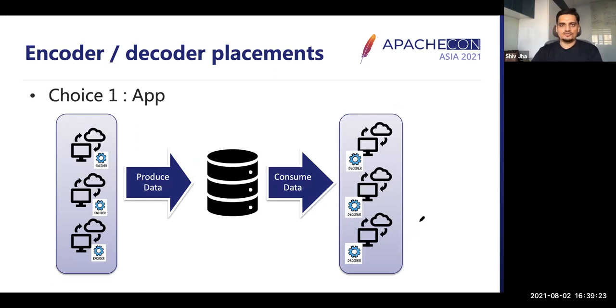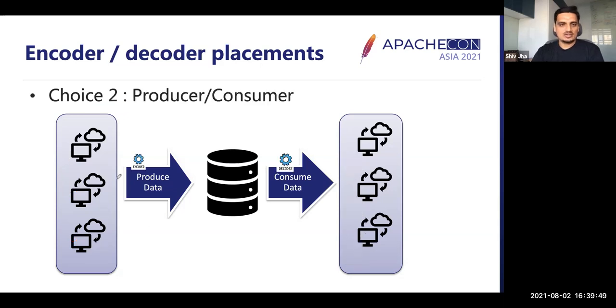Now, when we talk of encoding and decoding, so producing schema or consuming data that has been encoded with a schema, we have three choices regarding the placement of encoder and decoder. So choice number one is you can put the encoder in all the producing apps, and you can put the decoder in all the consuming apps.